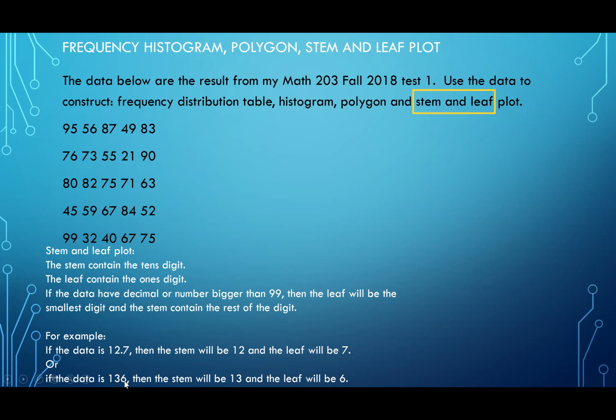Okay, so again, this is what you need to do: you need to ask yourself, looking at my data, which is the same data I have before, what is my smallest data and what is my largest data? Hopefully you see that the smallest data is the 21 and the largest data is the 99. So looking at this, you can see that we have the 20s range, the 30s, the 40s, the 50s, the 60s, and the 70s.